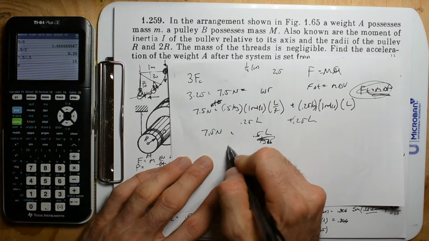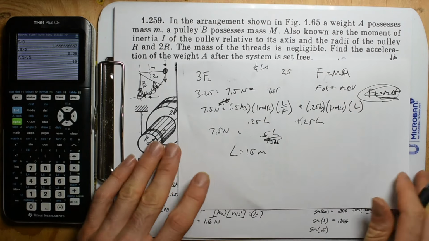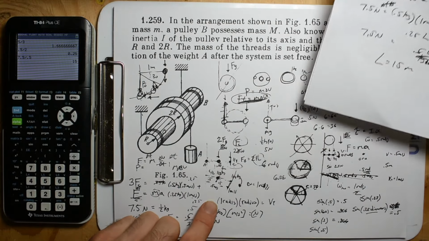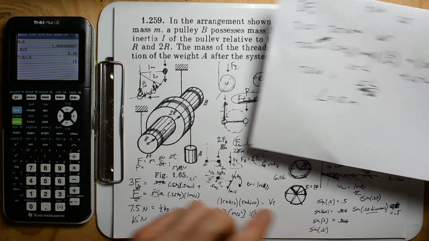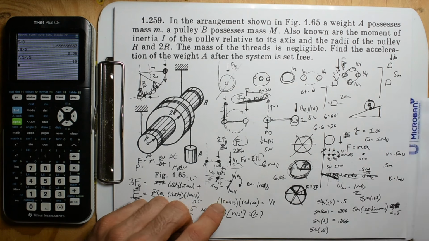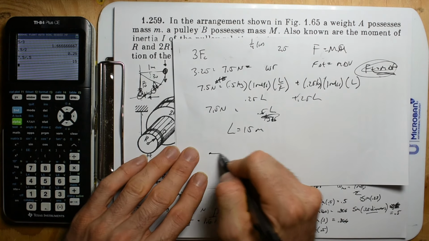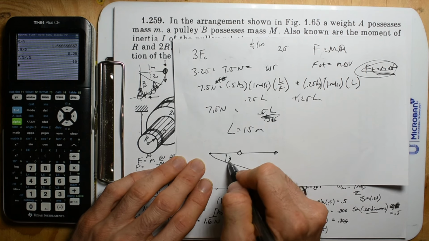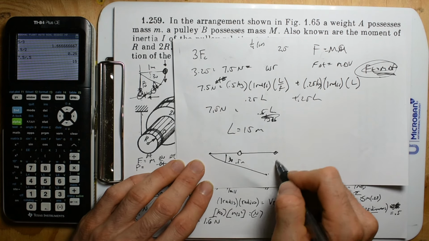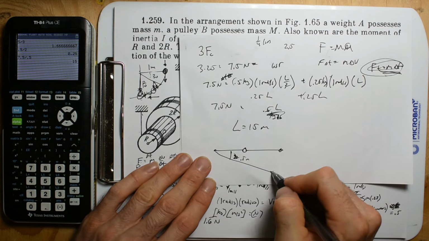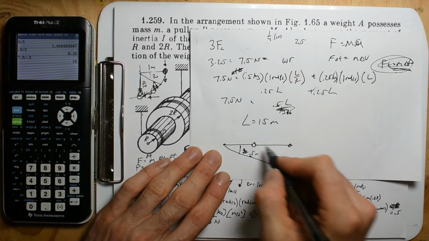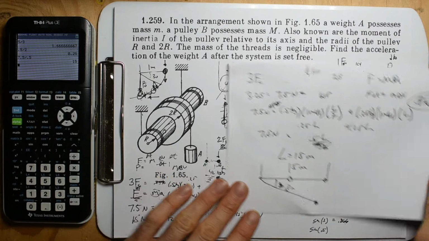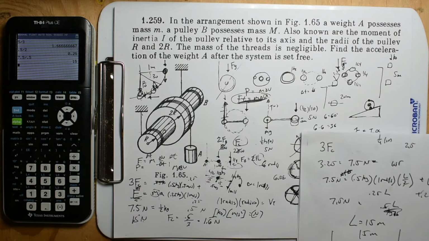So our length is 15 meters. I'm going to use this for other problems. In every problem where I have a hinge and some mass out here, and I want to go 30 degrees, or 0.5 radians, which is close enough to 30 degrees, I need to make this length 15 meters for gravity to do that.